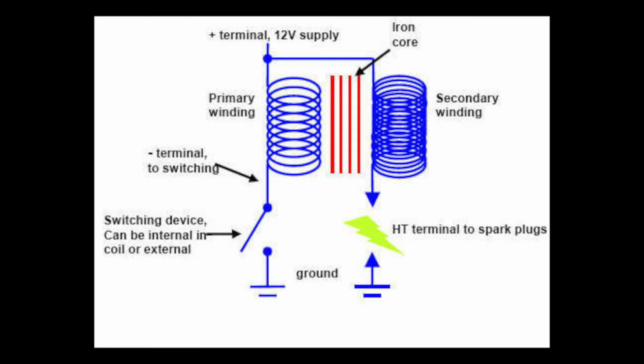inside the coil. Now our primary winding is going to have fewer turns than our secondary winding, and it's going to be a much thicker wire used. And if we look at our secondary winding, we can see it has a lot more windings, but the wire used is going to be much thinner.